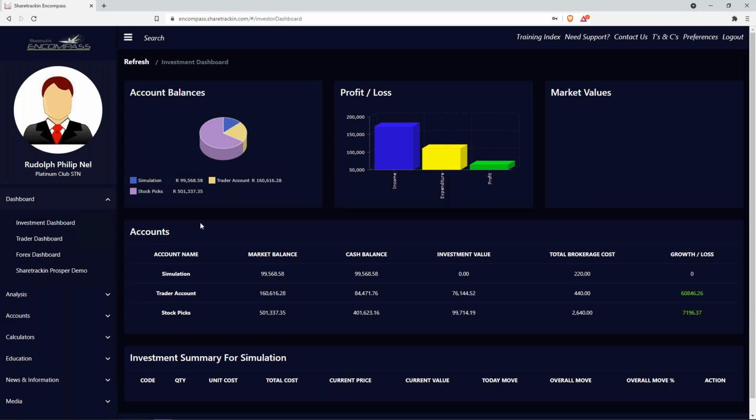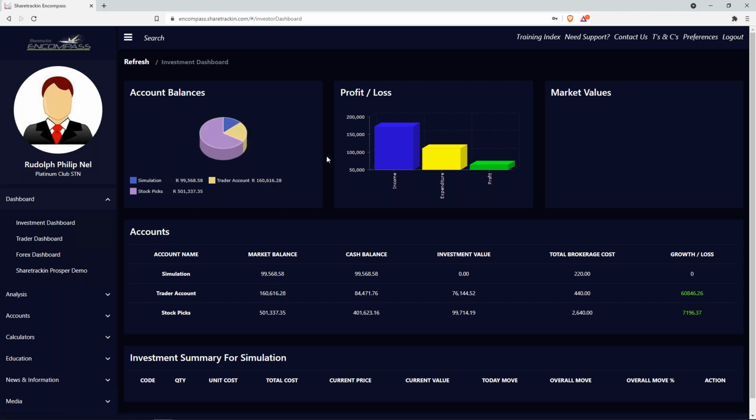Now, you've got different dashboards. Some of you might notice that there is an extra one here, which is a Forex dashboard, but that we'll get to in other videos. But for now, we're only going to work with two dashboards, which is the investment dashboard and then also the trader dashboard. So the current dashboard which we're on now is the investment dashboard.